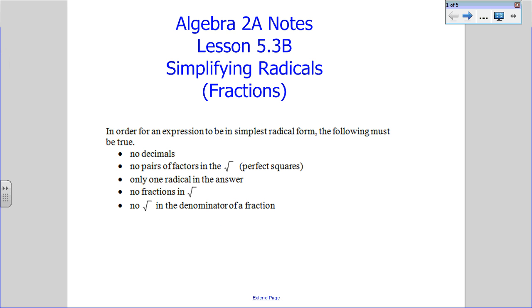Right, ladies and gentlemen, we're going to take a look at the second part of simplifying radicals, and this is where we take a look at fractions. If you remember from the previous video, I talked about the first two rules, that there's no decimals and there's no pairs of factors. But what we said is there can only be one radical in the answer, and we saw that with the multiplication. We're going to see it now with fractions or with division. And now there can be no fractions in the radical, which is what we're going to take a look at here today. And then also no radical in the denominator of a fraction.